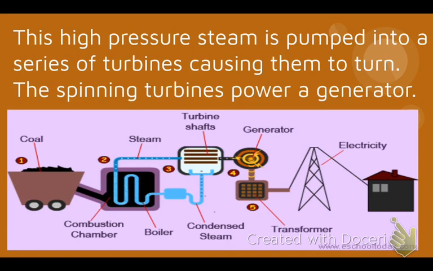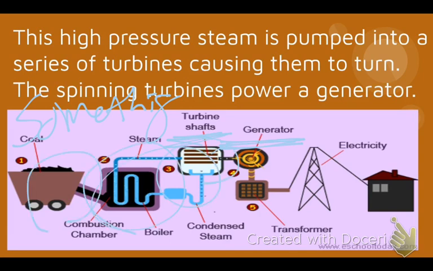So something that you're going to notice with every single energy source we talk about is there's something that turns a turbine that powers a generator. That's going to be a common theme. In this case, we burnt coal, the steam turned turbines, and that powered the generator. So that's how we got our energy from coal.